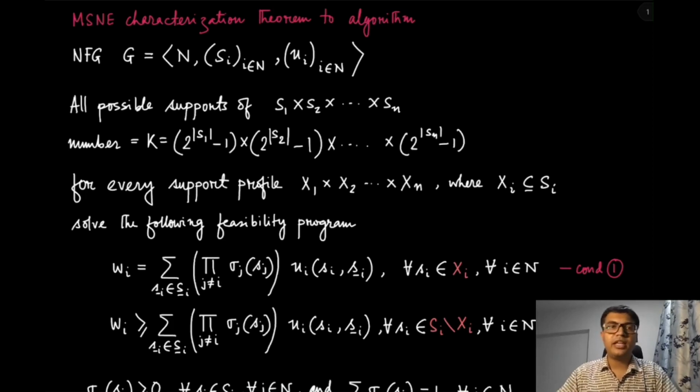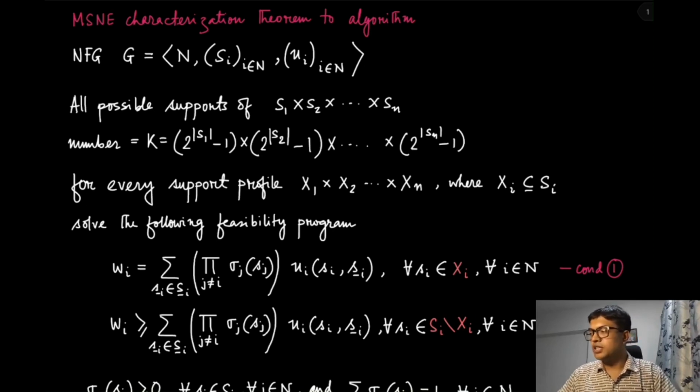We have seen the MSNE characterization result in the previous module, and even before proving that, we have actually used it to find the MSNE of the goalkeeper and shooter game. Now, let us use this theorem to develop an algorithm in a more formal way. It is essentially the same algorithm that we use to find the mixed strategy Nash equilibrium of the penalty shootout game, but written a little more formally.